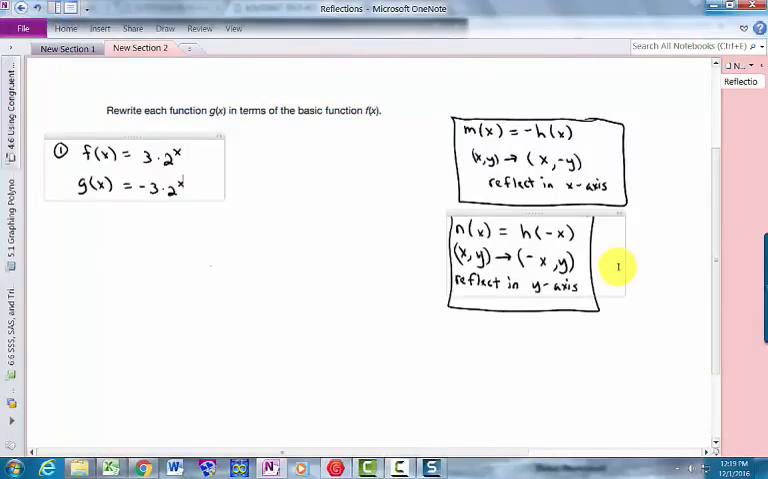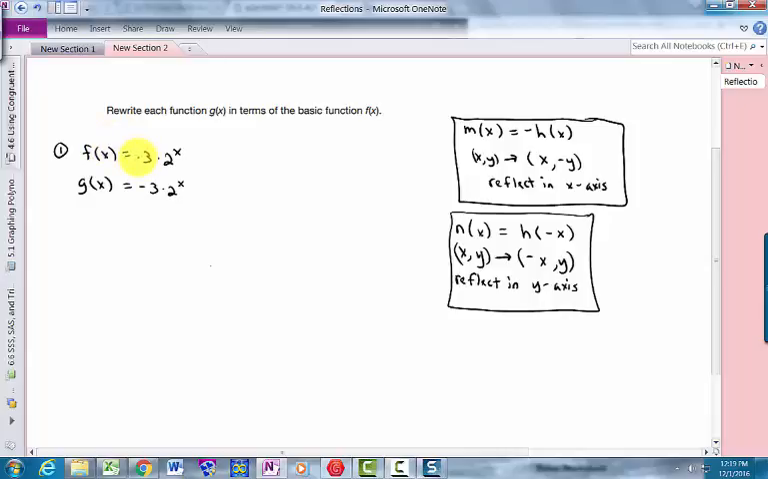All right, so you can copy down this first example here. So we're going to rewrite each function g of x in terms of the basic function f of x. So basically, your parent function was here. We started with that, and then we converted it to this. So we just have to ask ourselves, what did we do? Well, you can easily see that all we did was we attached a negative to the f of x.